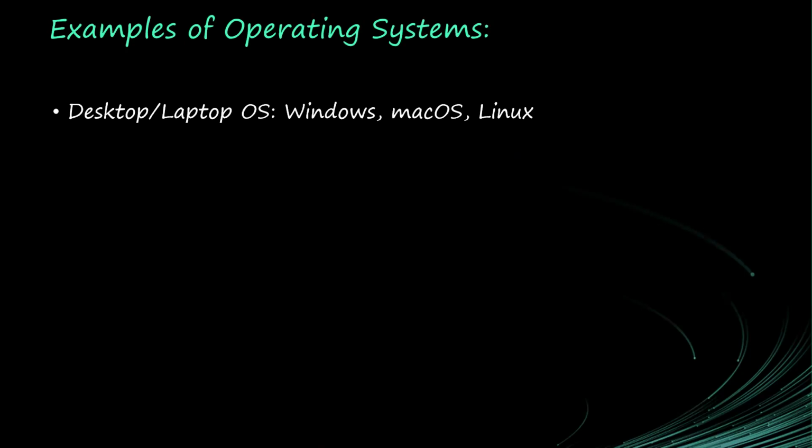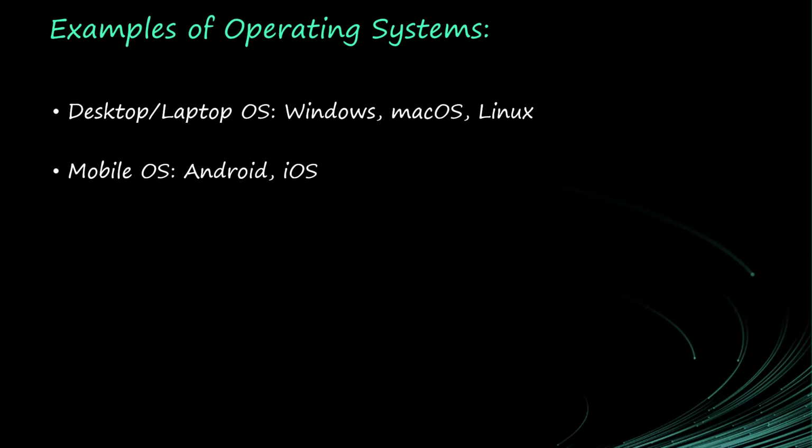So let's take examples of operating systems. On your desktop or on your laptop, you can either have the Windows operating system, if you're using something like Lenovo, Acer, anything that is not an Apple computer. But if you're using Apple computers, the operating system is Mac OS. Then we also have another operating system called Linux.